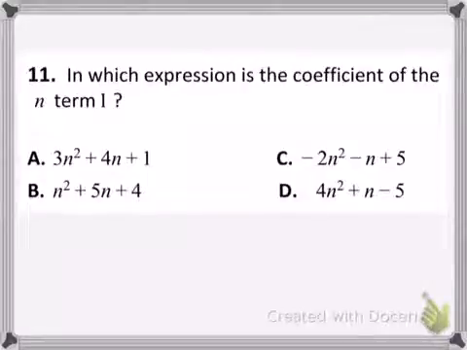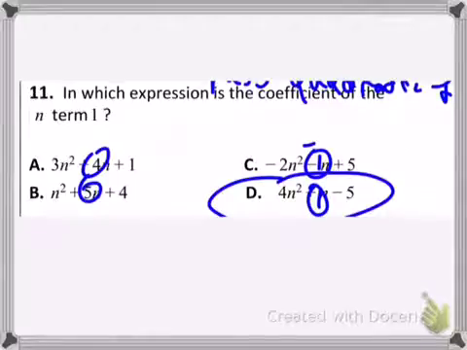And which expression has a coefficient of the n term of 1? Right here, if we look at part D, it says plus n, so there's a 1 in front of every variable that doesn't have a number in front. So that is 1. You look at C, that's negative 1. B is 5, and A is 4. So the only one that makes sense is D.